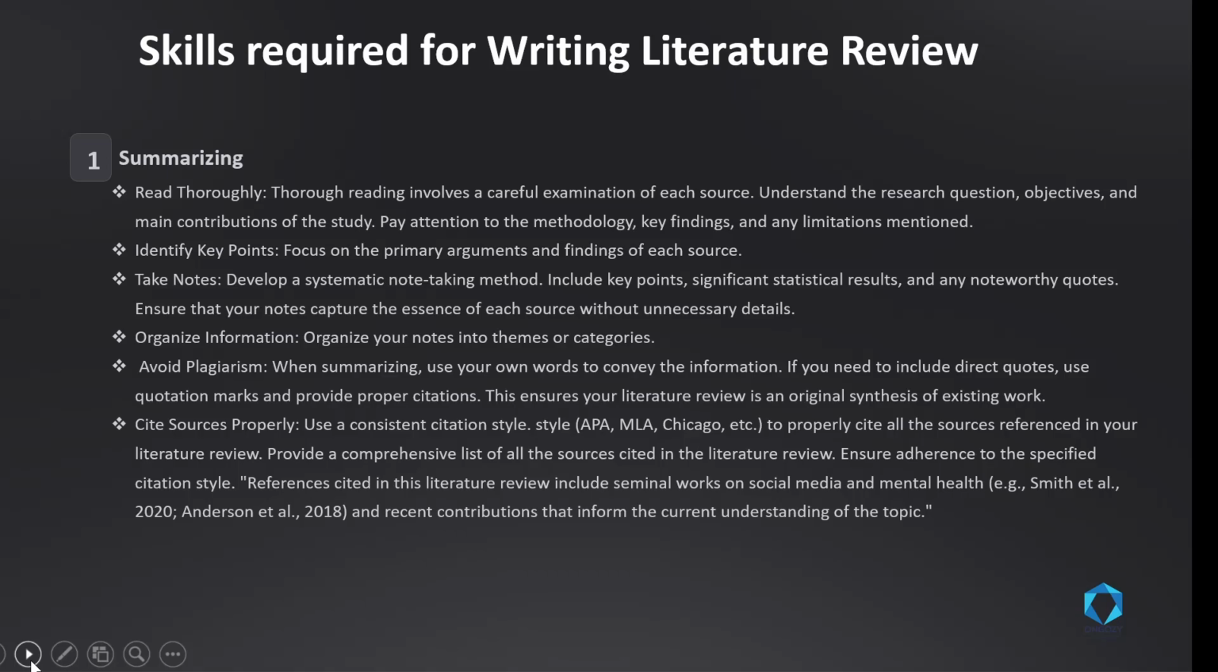Yes. And then the next thing is citing properly. Use a very consistent style. When you begin with APA, make sure it's APA all through. We are going to do another video on citations and referencing.